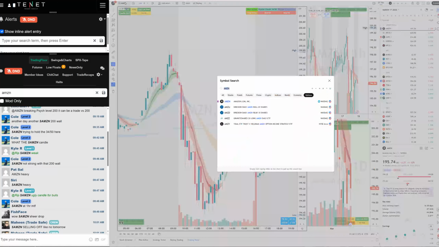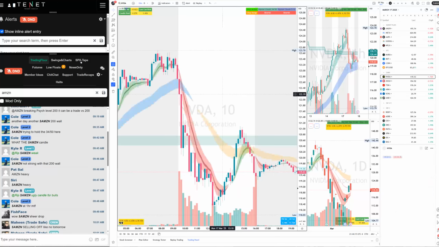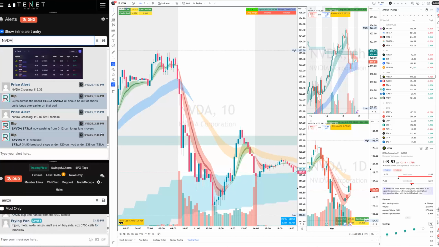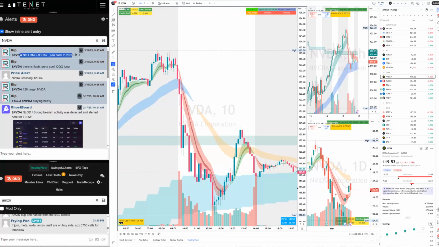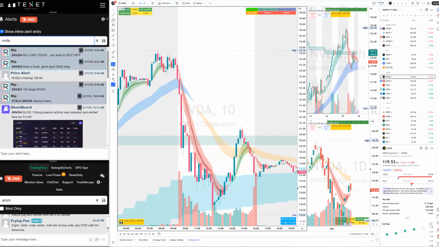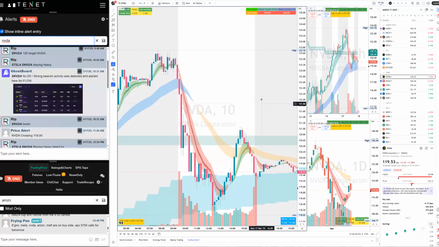All right, let's look at NVIDIA. So NVIDIA was a morning short. I personally did not short it, but I made sure nobody longed it in the community. A lot of traders were short actually. No long today. I told everybody that it can flush to 2021 MTF. Then Ghostboard also came in. He showed a bunch of flow on NVIDIA as well, that there's a lot of flow on NVIDIA that it's going to sell off. So anyways, nobody longed it.